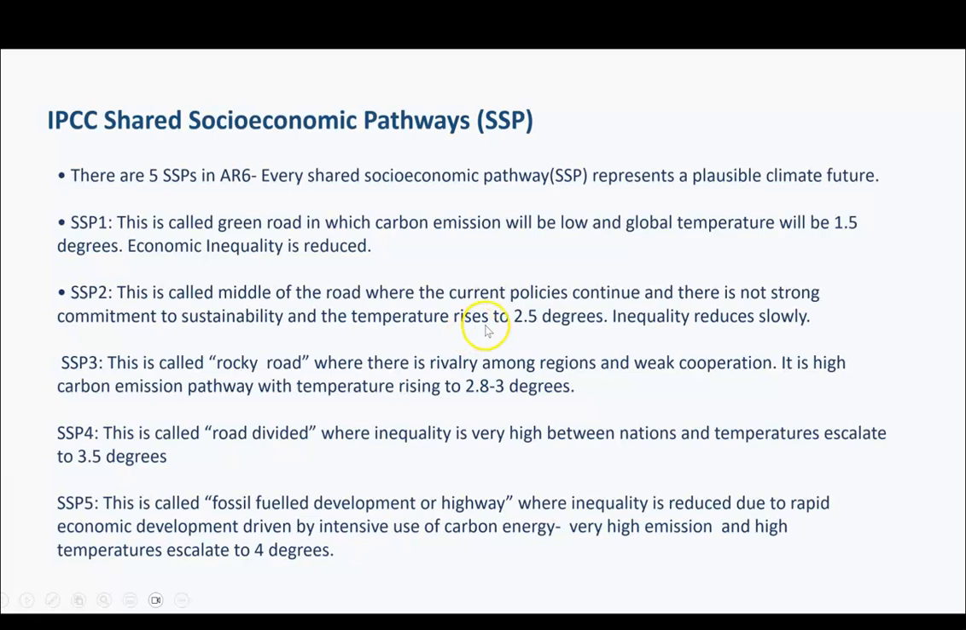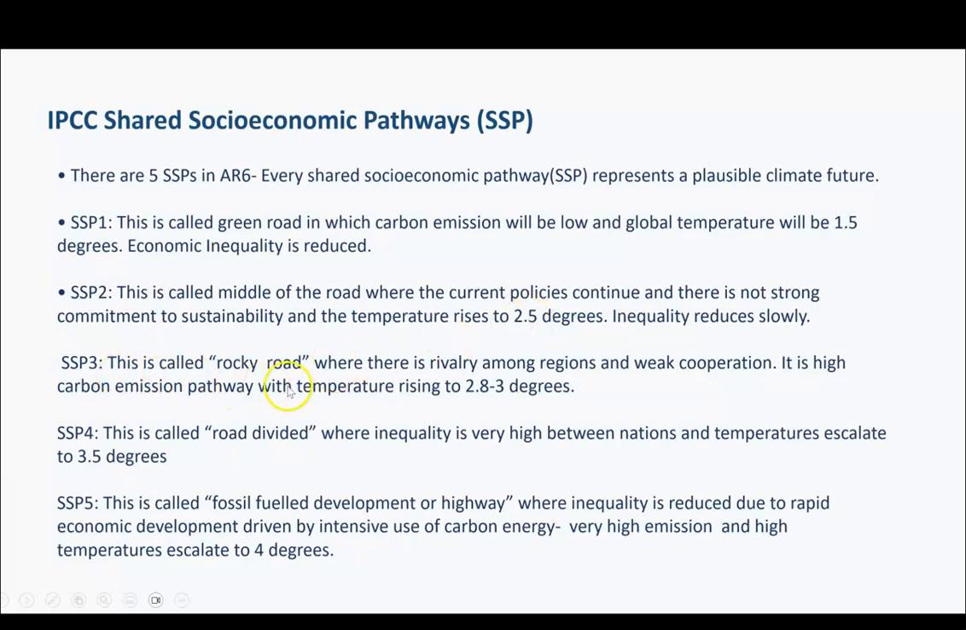All right, so remember SSP2. You must remember that the temperature will rise to 2.5 degrees. Inequality will reduce, but very slowly. These are the two main characteristics you need to know. The most important characteristic here is the temperature, please.